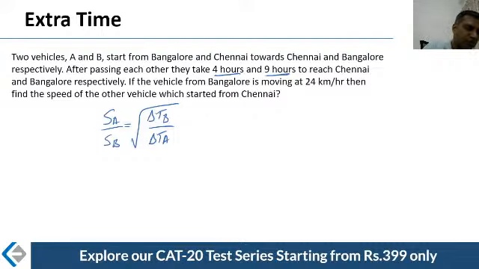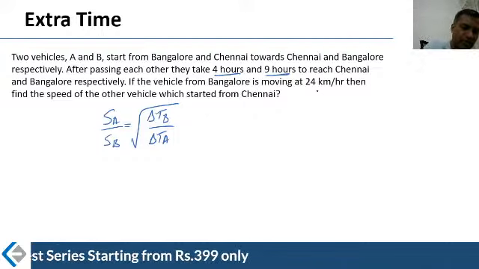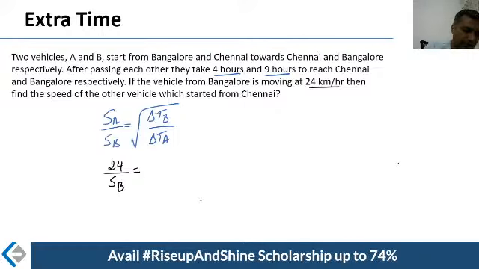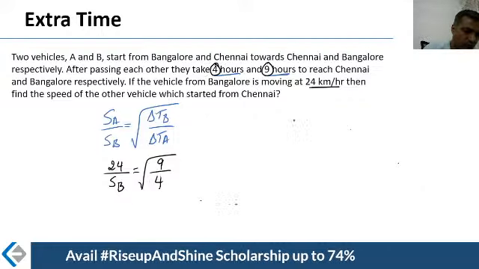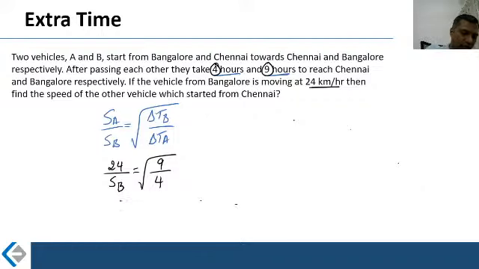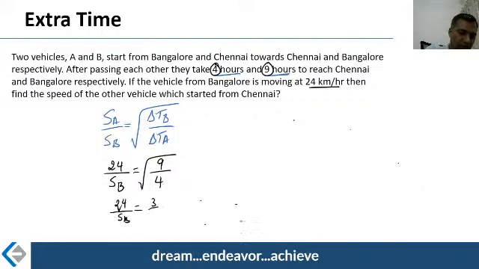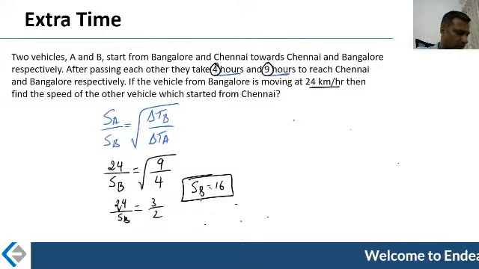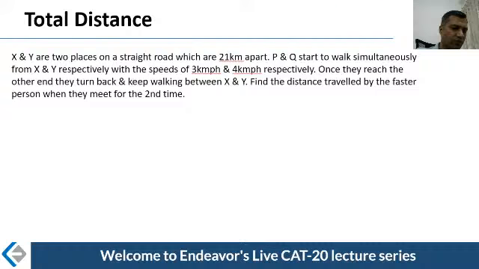Put it in perspective, friend. What all is given here? SA is given. What is SA? 24. Therefore, write 24 divided by speed of vehicle B is under root of extra time taken by B, which is 9, divided by extra time taken by A, which is 4. So 24 divided by speed of B is 3 divided by 2. Therefore, speed of B is 16. Pretty simple one. Okay, let's go further.